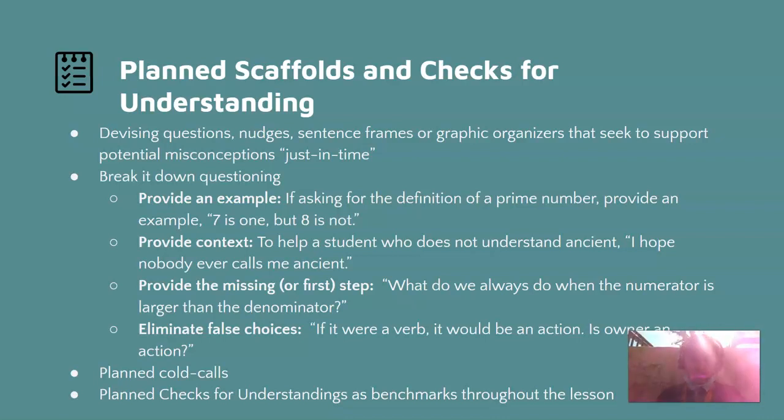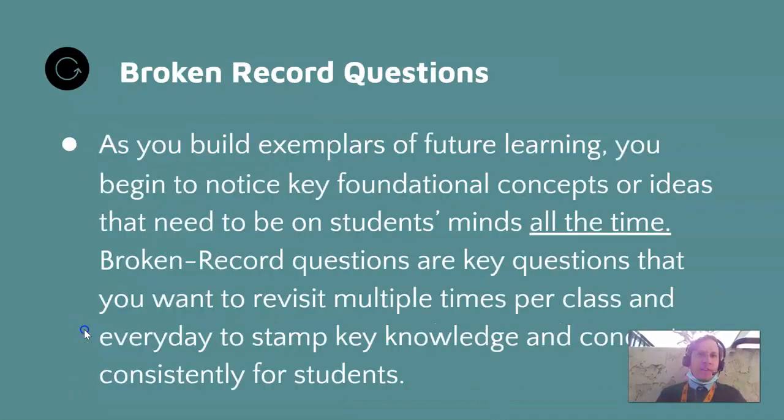We might provide context. So to help a student who doesn't understand the vocabulary word ancient, I might have ready as a teacher to say, well, I hope no one ever calls me ancient. What do you think ancient might be, right? Or I might provide a first missing step, right? What do we always do when the numerator is larger than the denominator, instead of giving them the step. Or I might eliminate false choices. If it were a verb, it would be an action. Is owner an action, right? And if we can be preparing ourselves for some of these things that we know students might grapple with, we become much more prepared to guide student learning, right?